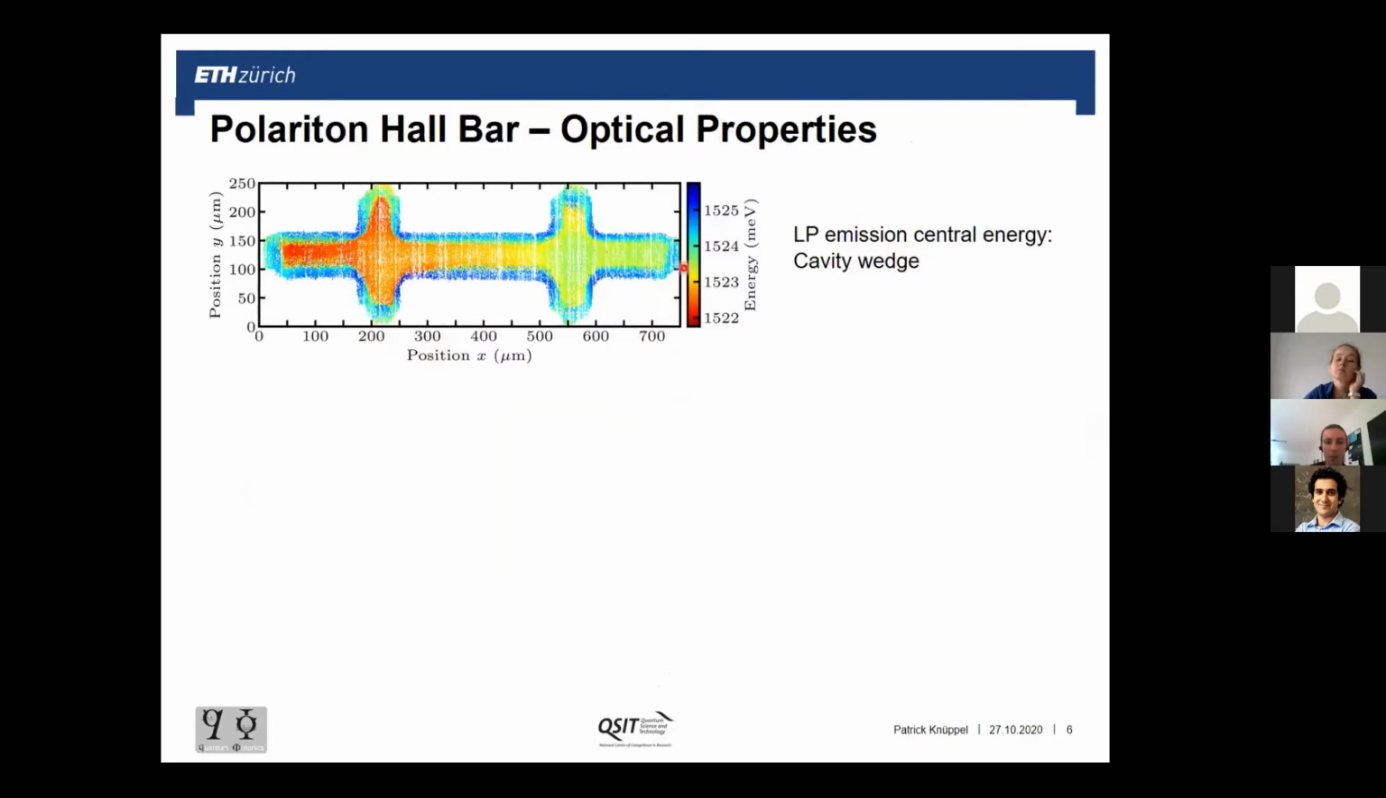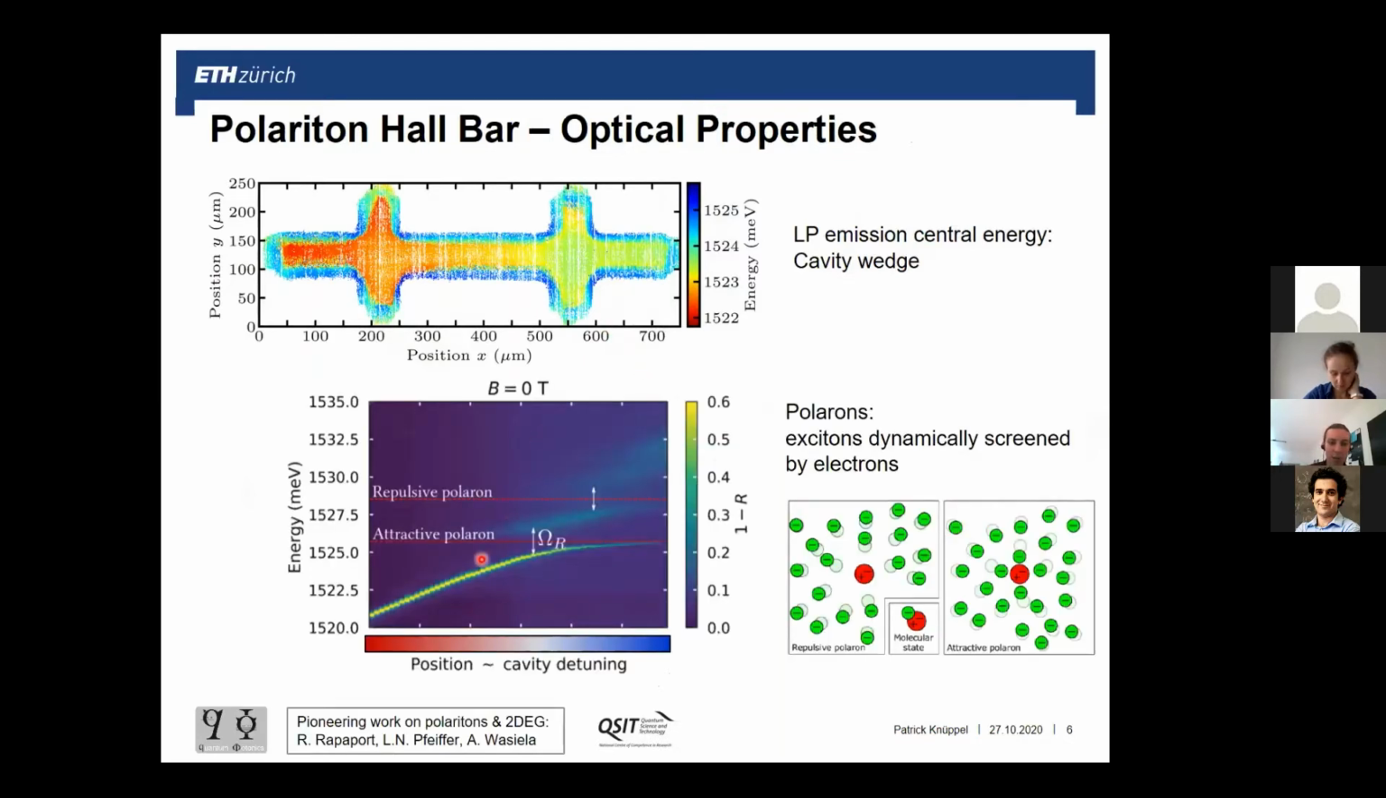So if we go towards the experiments, if we monitor the PL emission as a function of position, we see that the lower polariton energy traces out, first of all, the shape of our Hall bar, but then also has a slight variation along this axis, which is the cavity wedge, and checking then how the cavity mode crosses with the material resonances. Now that the exciton is embedded in this electron gas, we create collective trion-hole excitations that we may describe as attractive and repulsive polarons. And up here there is a feature from the light hole exciton, but we will mostly focus only on the heavy hole exciton polaritons.